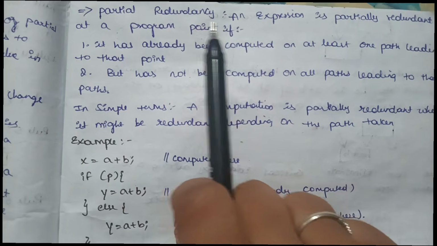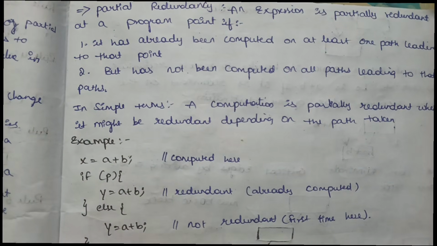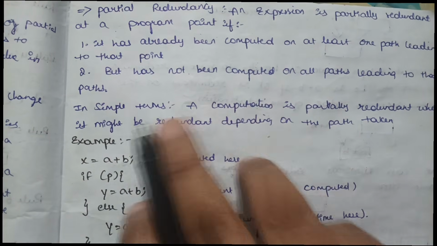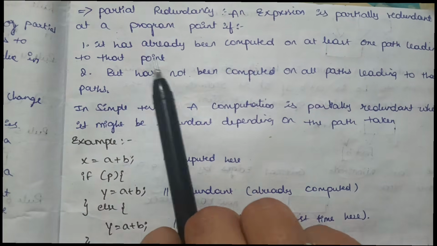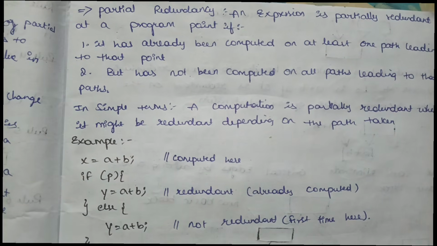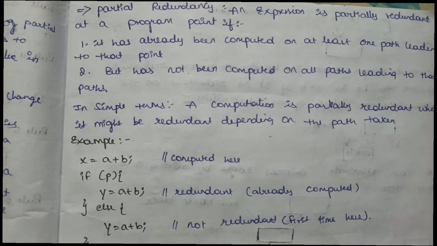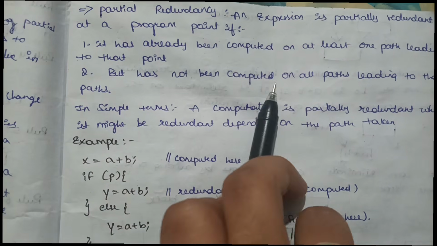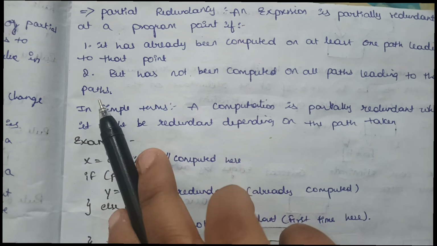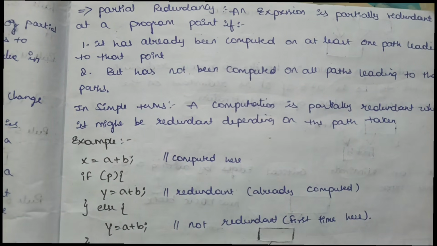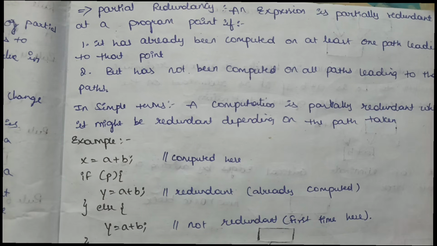So partial redundancy is an expression partially dependent at a program point, as I said, if it has not already been computed. If it is not computed, it can be placed there, or if it is computed in one path, then it should not be computed again. But it has not been computed on all the paths leading to the next point. If it has once been executed in one path, then it should not be executed again, because that would be a wastage of memory, right?